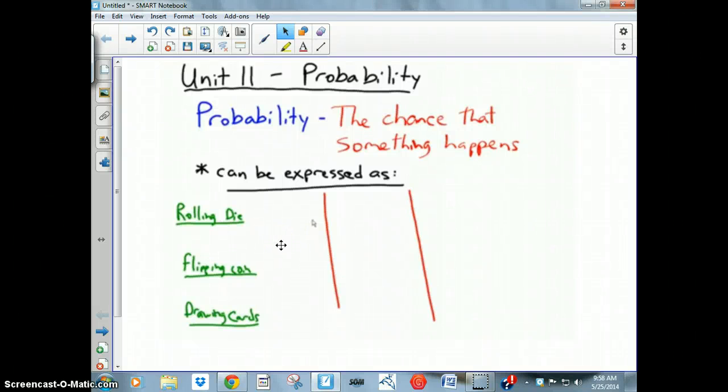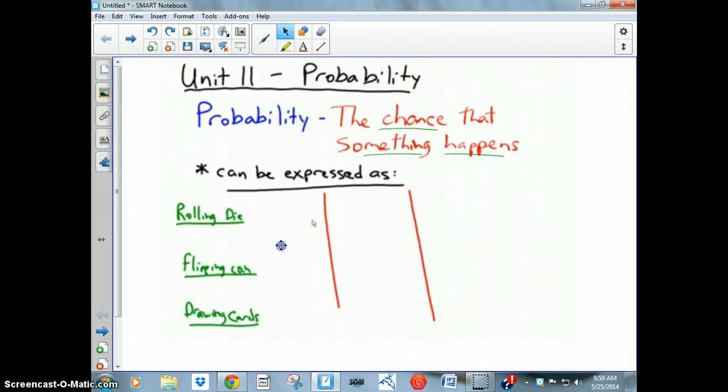Welcome to Unit 11 and one of my favorite topics, which is called probability. Probability is one of my favorite topics because it affects all of us. Everywhere you go in life, you are affected by probability or the chance that something happens.